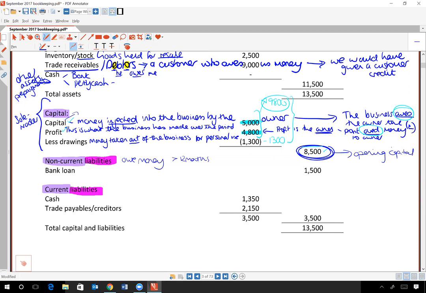So how many years left have we got? What's 7 less 25? 18. Oh my God, we've got 18 more years to pay back our mortgage. Crazy, isn't it, really? So that is definitely a non-current liability.